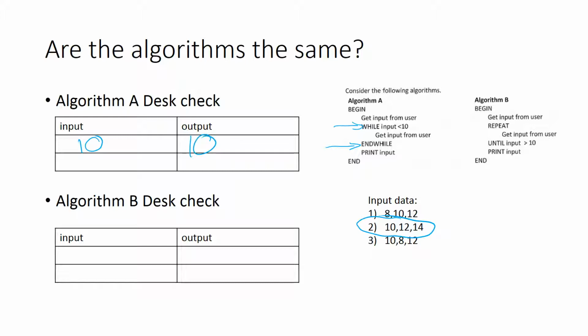Now, let's look at algorithm B. Begin, get input from the user is 10. We then do the repeat. So we get input from the user again. The second input is 12. Until input is greater than 10, which it is, then it prints input, which is 12. So you'll see that these are two different outcomes, and that's because of the pre-test loop versus post-test loop.